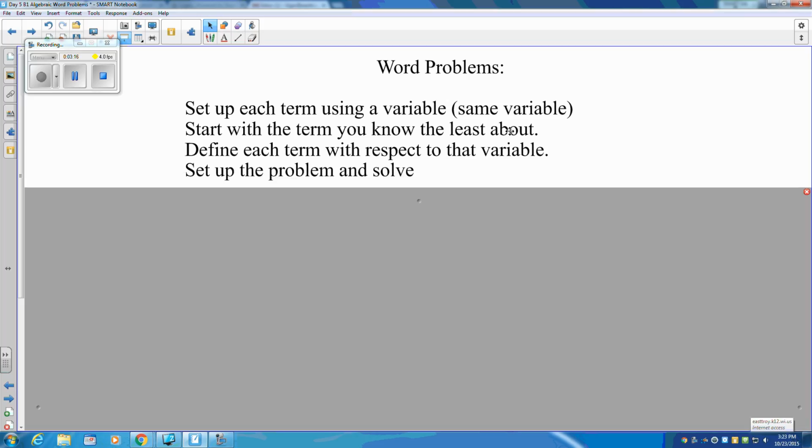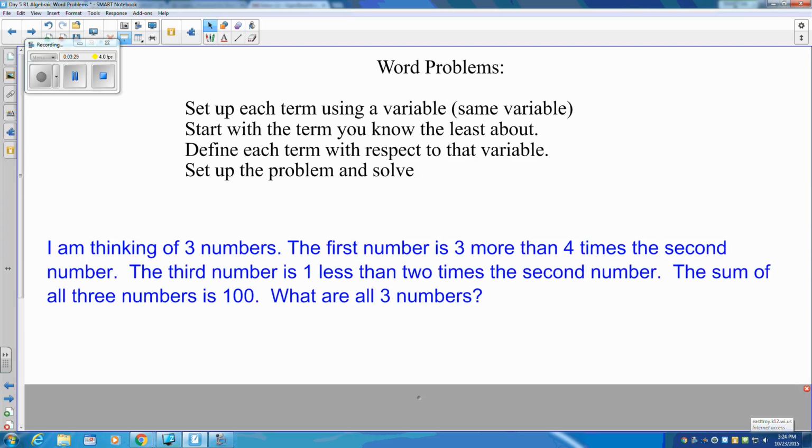Then we're just going to set up the equation and solve for the variable. As you see in this first problem, once we solve, that's not the answer to our problem, it's just the answer to the equation. So let's take a quick look at a problem.